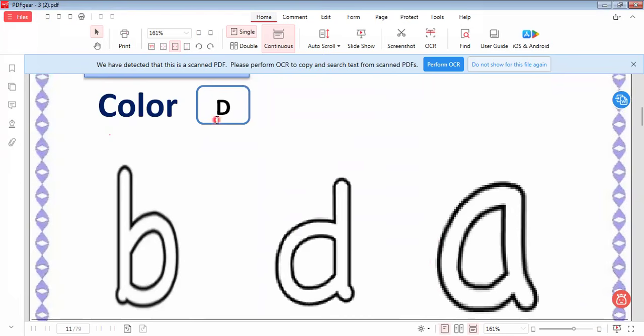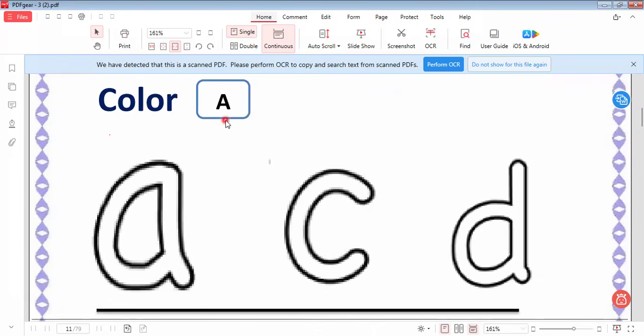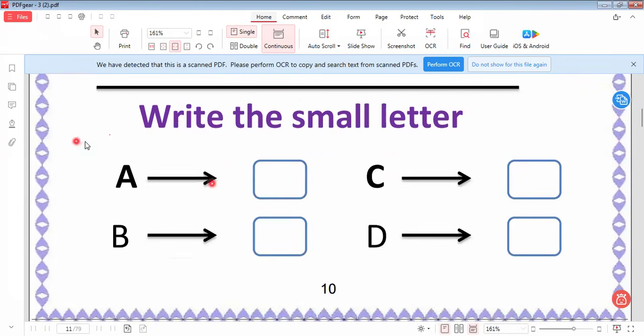Here is capital D. What is the small one? This one. So I select this one by this one. Capital A. Here is capital A by small a. Let's do this exercise. Here is capital A. What is small a? How can I write small a? I write small a as it is.